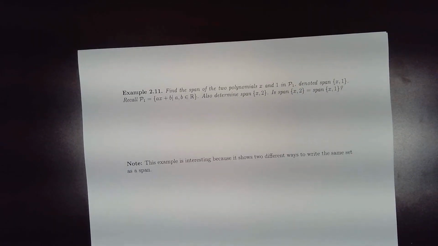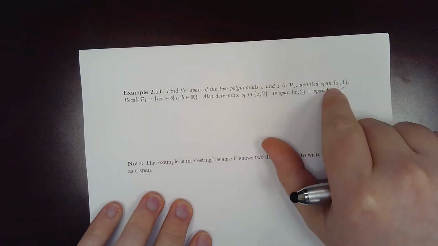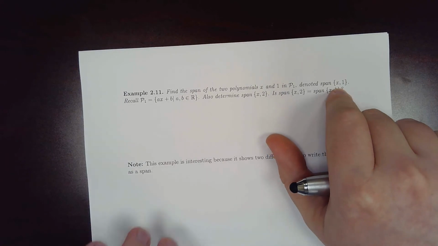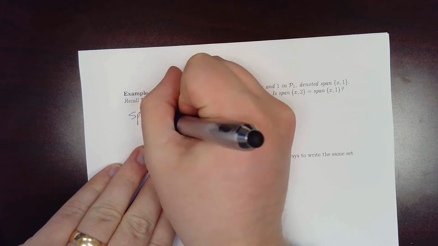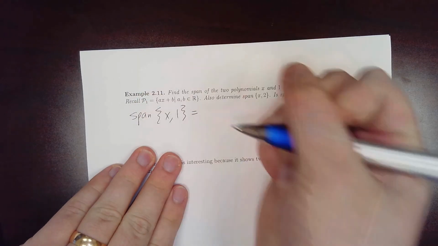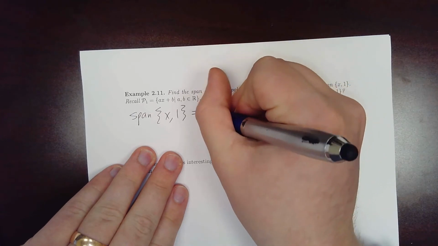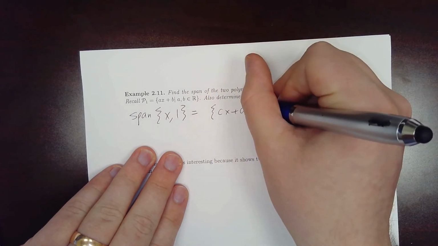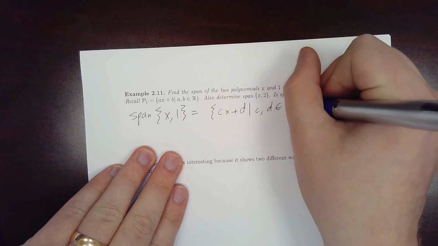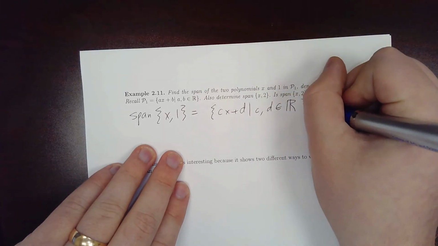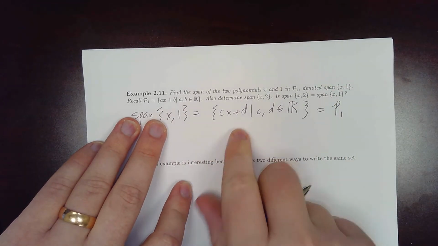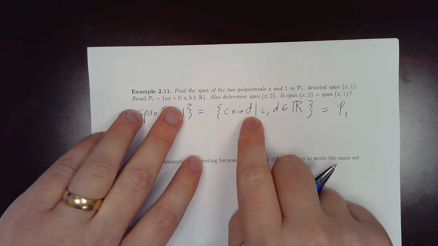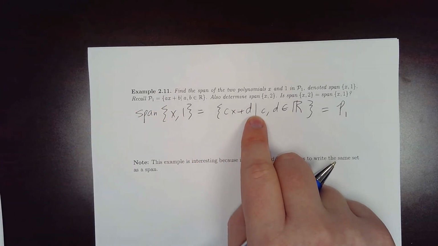We want to find the span of two polynomials, x and 1 in P1. So here, if we want to write the span of x and 1, this is us saying that we have the set of all Cx plus D such that C and D are in the real numbers. Well, this is our definition for P1. We use different letters, C and D, but the idea is we're combining some sort of x and some sort of constant term.